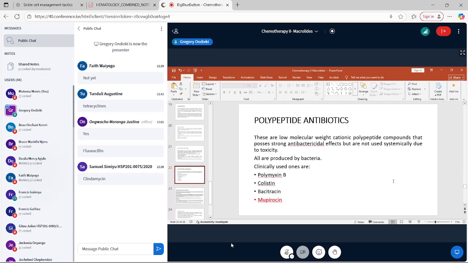Now, lastly, we look at polypeptide antibiotics. These are low molecular weight polypeptide compounds that have strong antibacterial activity, but we don't use them systemically. You'll usually find them formulated as powders, creams or ointments for topical use. For example, polymyxin B, colistin, bacitracin, and mupirocin.